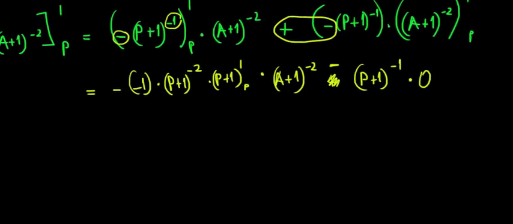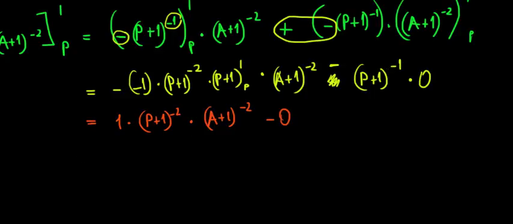Okay, let's keep going here. Let's see what we can do. We have minus minus 1, so that's equal to positive 1. So we'll write just 1 times p plus 1 to the power minus 2. What is the derivative of p plus 1? That's just 1, so we keep it like that. Times a plus 1 to the power of minus 2 minus 0, because that multiplication is just 0.